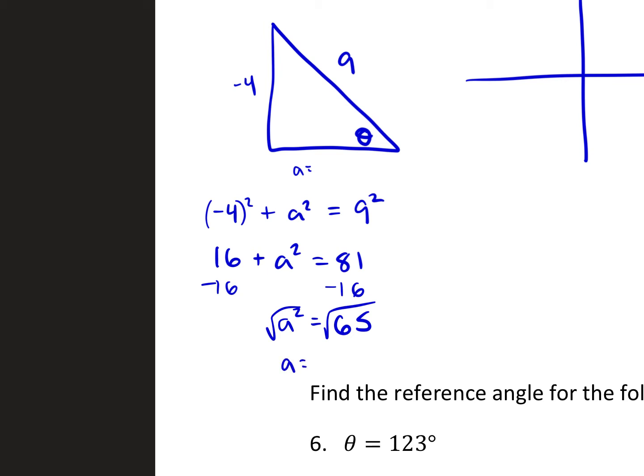Can I simplify the square root of 65? Let's see, what are 2 factors of 65? 5 and 13. Do I have any pairs? No, so it's just the square root of 65.